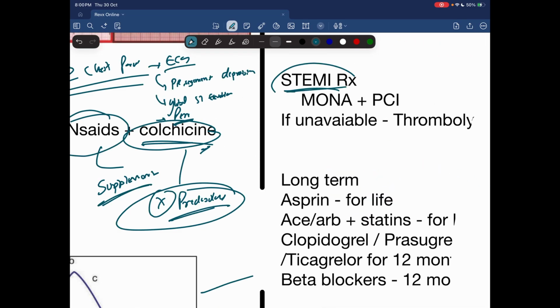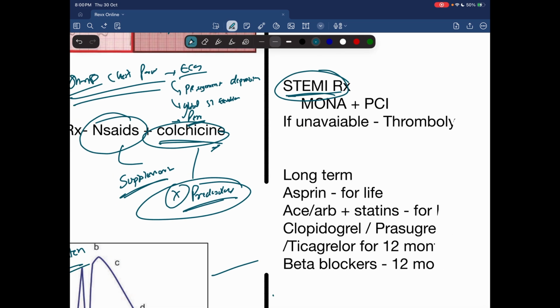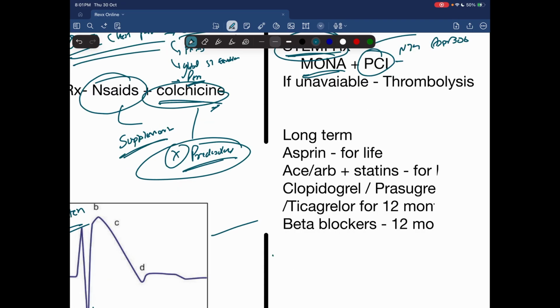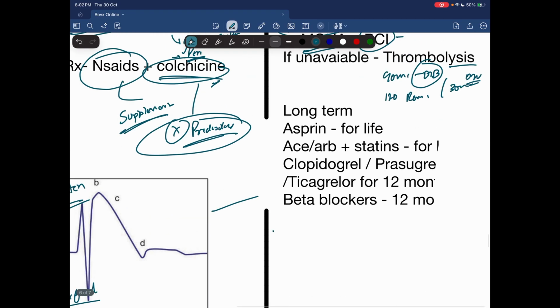So now moving on to the treatment of STEMI. For STEMI, we have this mnemonic MONA or MON. It is PCI. PCI is percutaneous coronary intervention, and there are different guidelines on how to do it. Like there is a 90-minute door to balloon timeline, or there is 120 minutes if you have to do rescue PCI. Anyway, moving on.